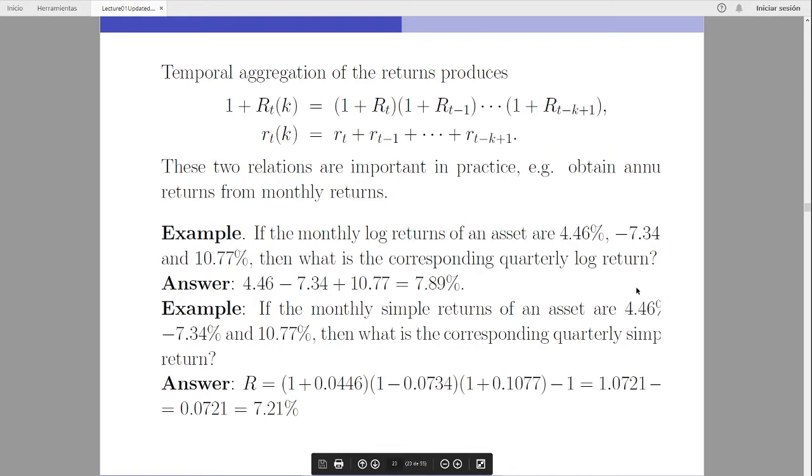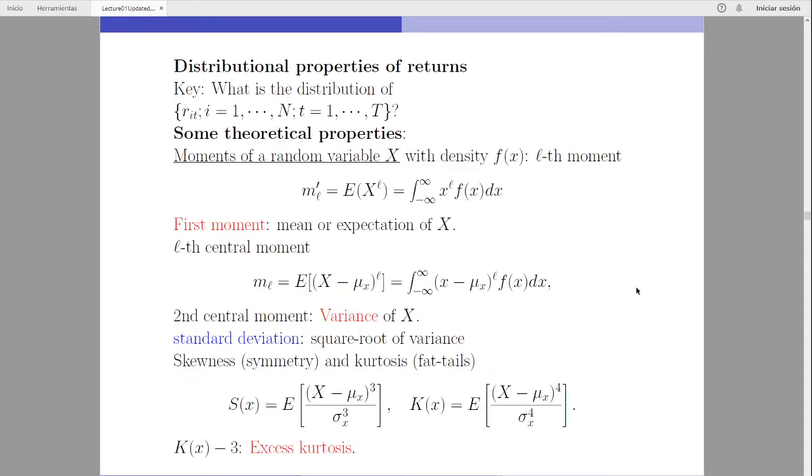Now, I talked about random variables and distributions. So what is the distribution of this? What is the distribution of a return variable, basically? In order to look for that, we're going to start talking about the moments.